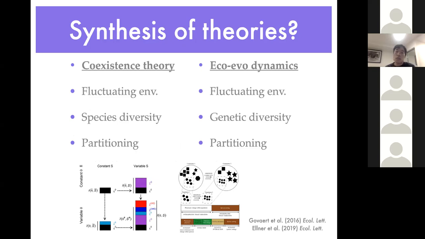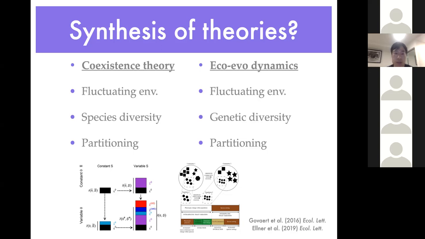And I was talking about coexistence theory and eco-evolutionary dynamics through my talk, but you may realize that they have some common currency and some similarities. Both of them are very interested in fluctuating environments, and both of them are interested in diversity. Coexistence theory is about the maintenance of species diversity, and eco-evolutionary dynamics always need some genetic diversity for evolution to occur. Also, they consider the partitioning of various factors contributing to certain dynamics.